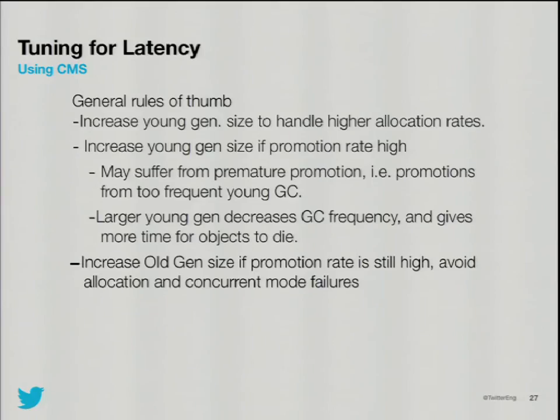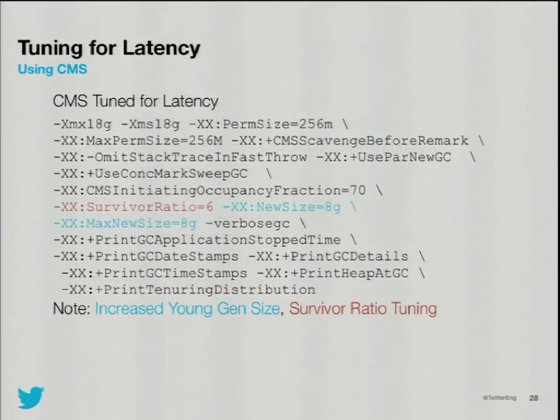You want to increase old generation size if promotion rate is too high. You'll see concurrent mode failures, which invoke a full GC, if you don't have enough space in the old generation and the CMS threads are not able to keep up. So increasing the size of the old generation is going to be important there.